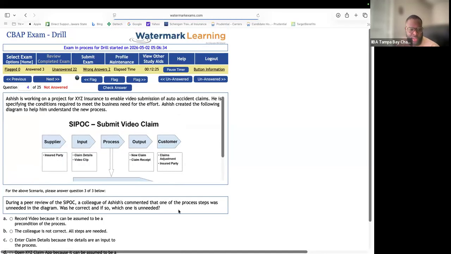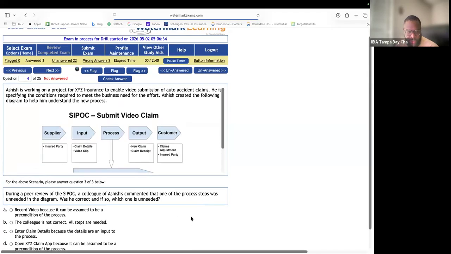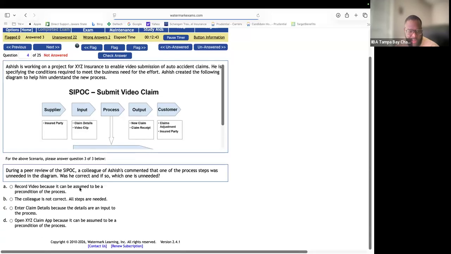Last question for this scenario. During a peer review of the SIPOC, a colleague of Ashish commented that one of the process steps was unneeded in the diagram. Was he correct? If so, which one is unneeded? Record video because it can be assumed to be a precondition of the process. The colleague is not correct. All steps are needed. Enter claim details because the details are input to the process. Open XYZ claim app because it can be assumed to be a precondition of the process. Let us give it some thought here.